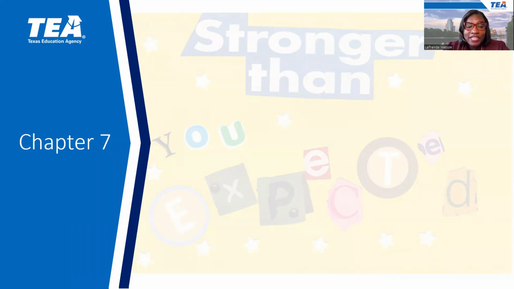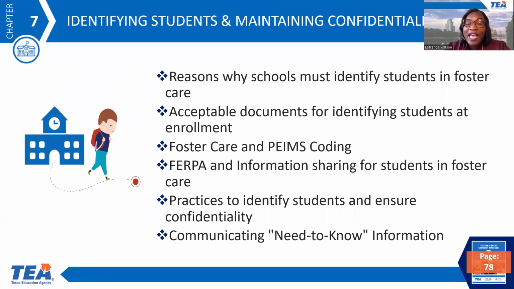So now let's go into chapter 7. Chapter 7 is about identifying students and maintaining confidentiality. Some topics that we will be covering in this chapter, each one of these subsection topics: reasons why schools must identify students in foster care; acceptable documents for identifying students at enrollment; also foster care and PEIMS coding, which is very important; then we will discuss FERPA and information sharing for students in foster care; then practices for identifying students and ensuring confidentiality; and then communicating the need-to-know information. Remember, sometimes you only need to communicate certain things about students to those that need to know. Chapter 7 starts on page 78.